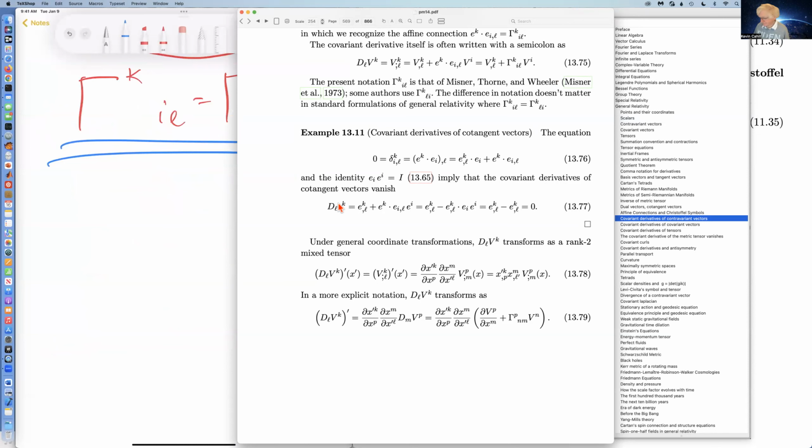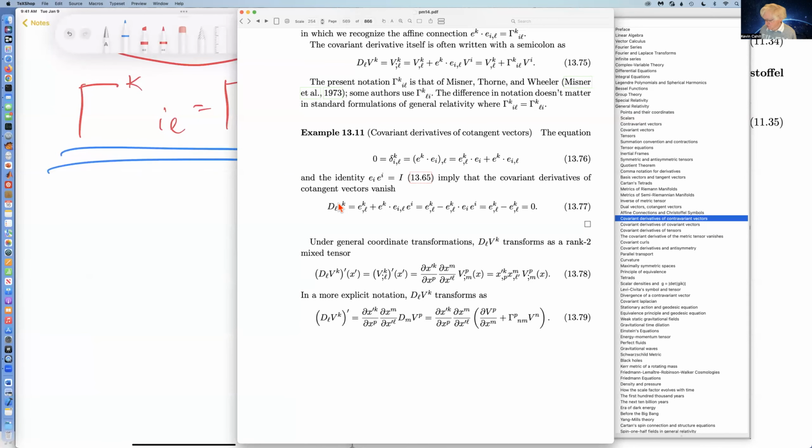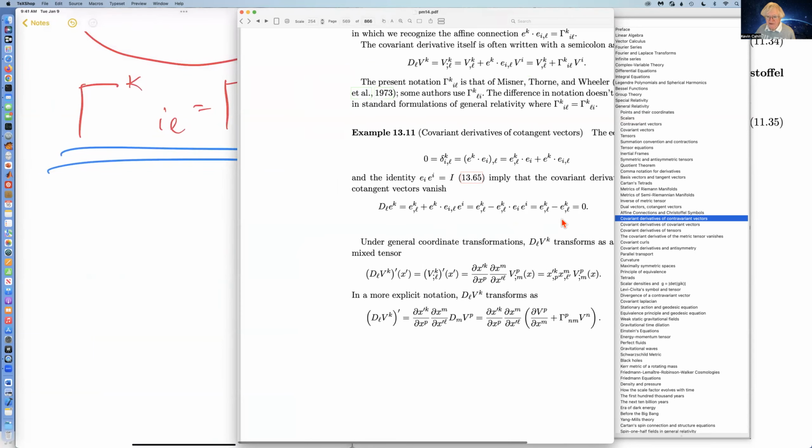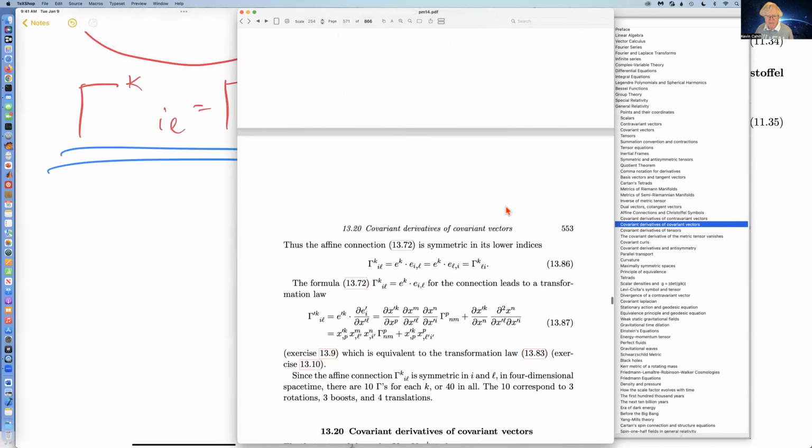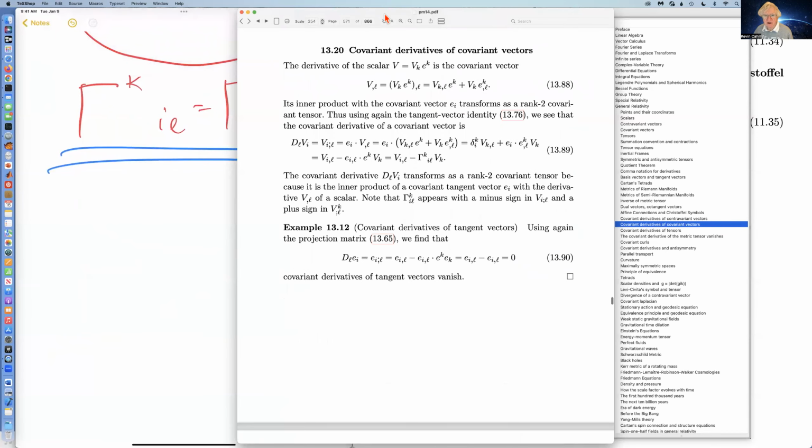Well, let's just use this. Tomorrow, maybe I will say a little more about this because I should have developed this a little more thoroughly. So let's skip this for a second and go to the covariant derivatives of covariant vectors.